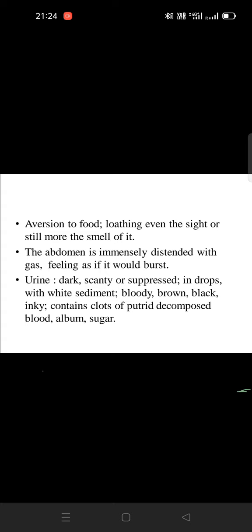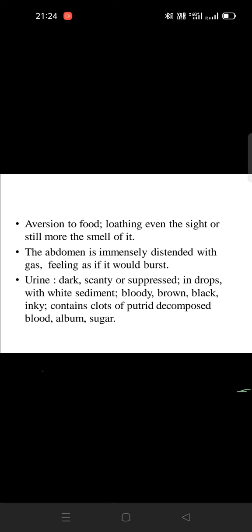And another symptom, the abdomen is immensely distended with gas and feels as if it would burst. It means there will be distension of the abdomen because there is formation of gas or more acidity is there. The patient thinks that it would burst.